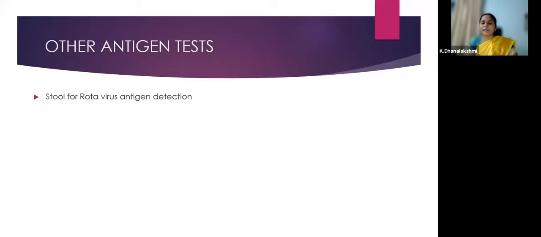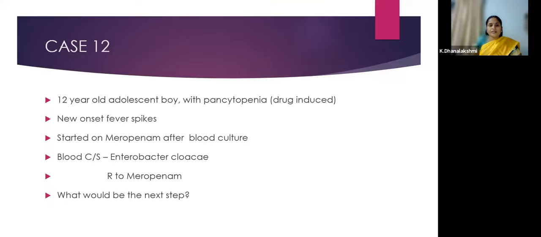Suppose we are admitting a 2-month-old child with diarrhea. So whether to start antibiotics or not, fever may be there. So to differentiate, if you do a rotaviral antigen testing, if it is positive, then you need not start an antibiotic. So mainly to confirm the diagnosis and to react accordingly. So this rotaviral antigen may be useful in some cases.